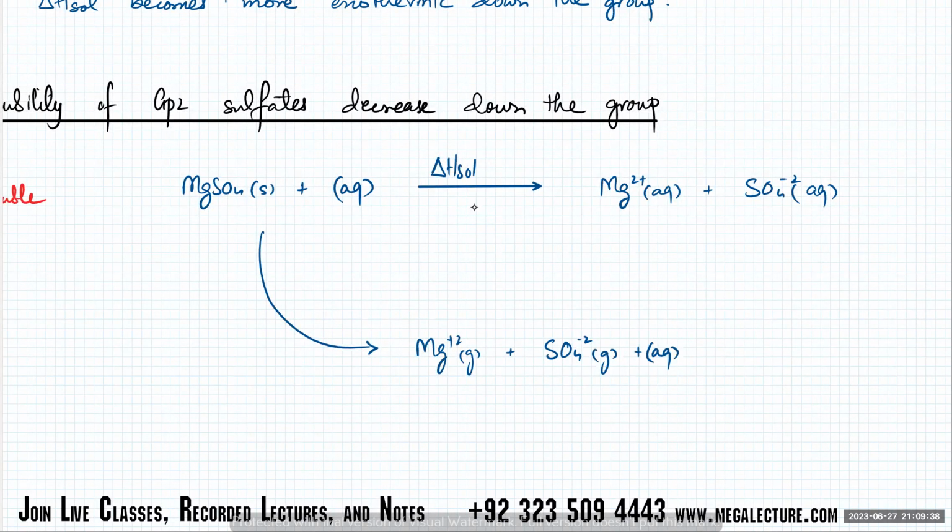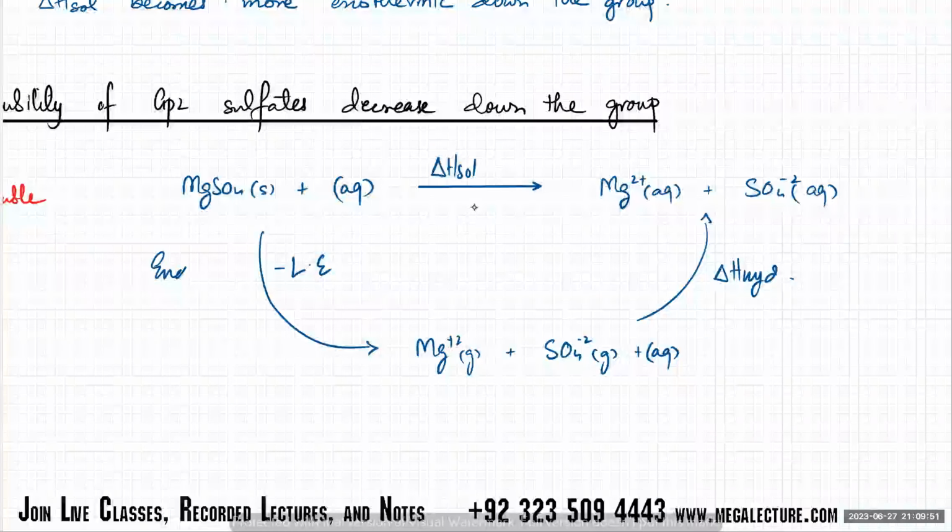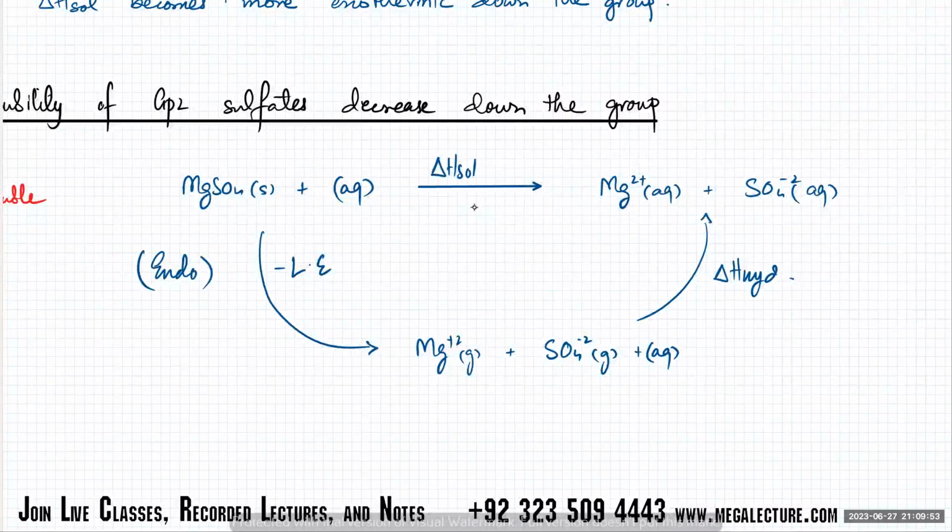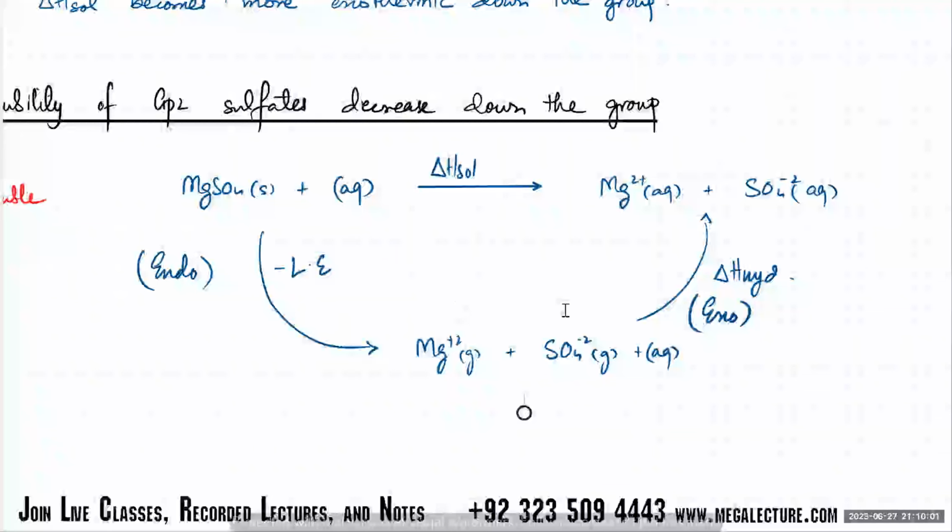And then you're going to hydrate it. ठीक है, so ये enthalpy change of hydration है. They're going to get completely surrounded by water molecules. This is the negative of lattice energy. This is your endothermic part, and that over there is your exothermic part. ठीक है, बाकी जो है वो exactly same statement.